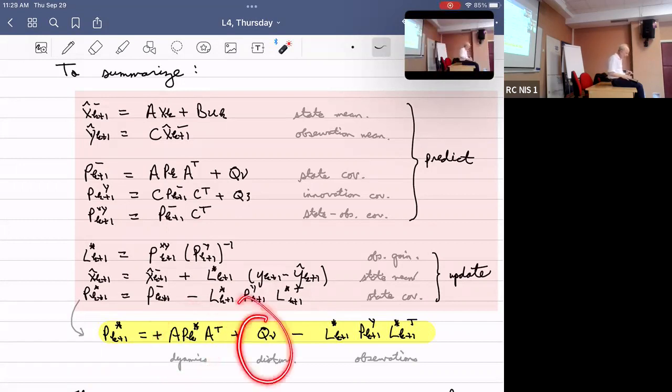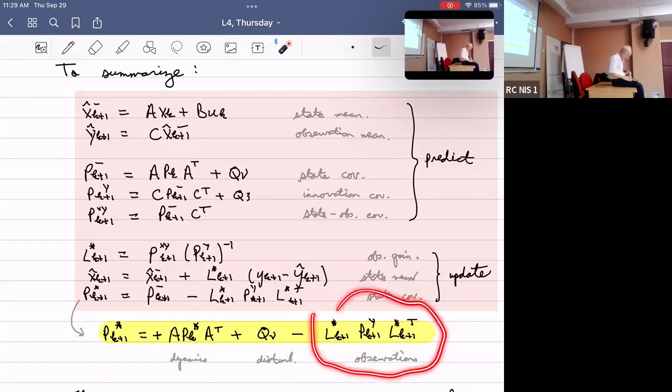Then there's another contribution from the disturbances. For example, diffusion processes will just make the uncertainty spread over some time. On the other hand, when we make an observation, we reduce the uncertainty because now we have new information that arrived after the disturbances. And so this is the negative contribution, the good part coming from the observation.